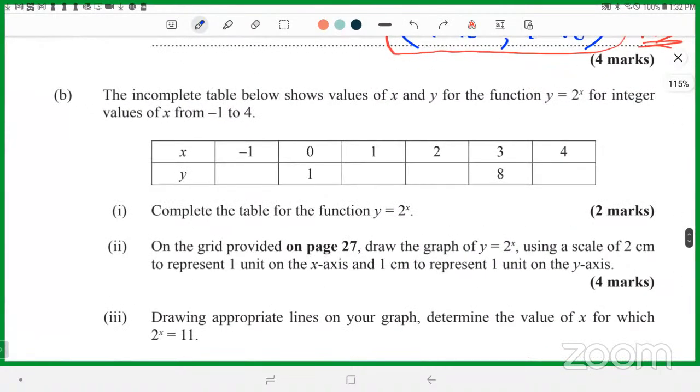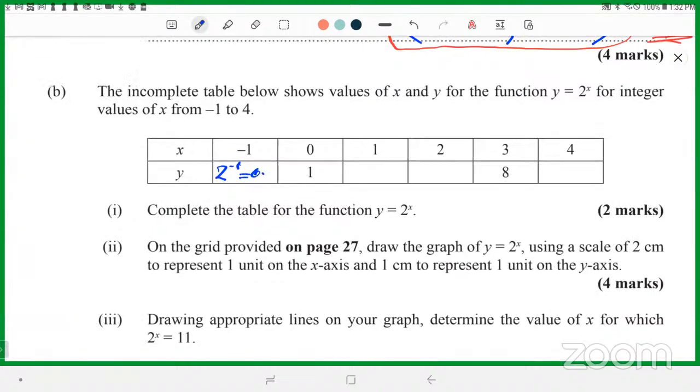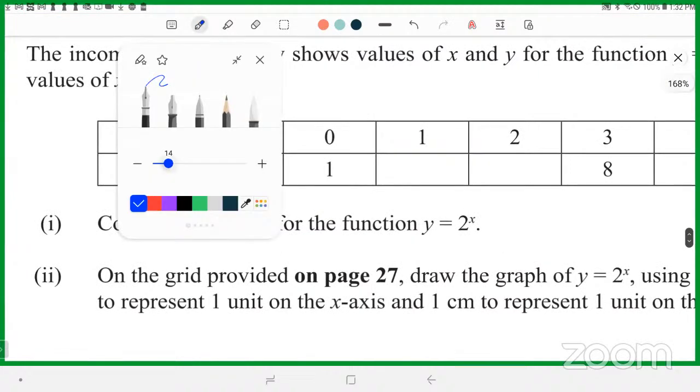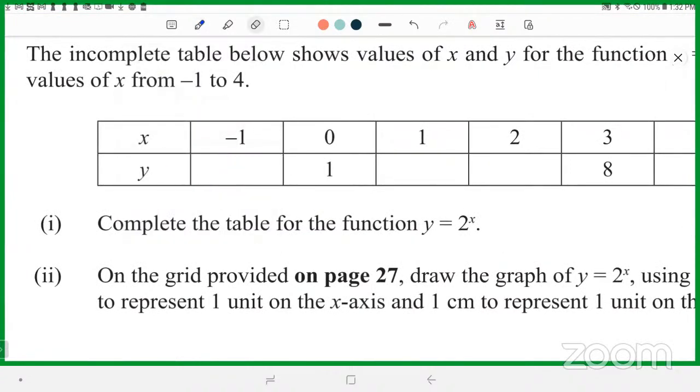So for when x equals -1, I put the -1 up there for the x. And so the y becomes 2 to the -1, which is a half, or 0.5, if you can calculate it. Then this one is 2 to the 0, that's why I get the 1. Then this one will become 2 to the 1, because x is 1, which is equal to 2.